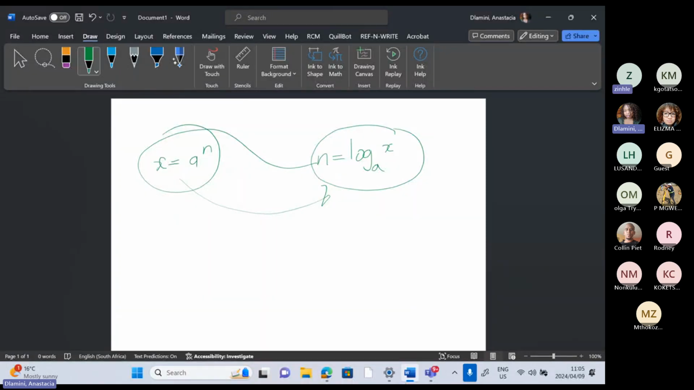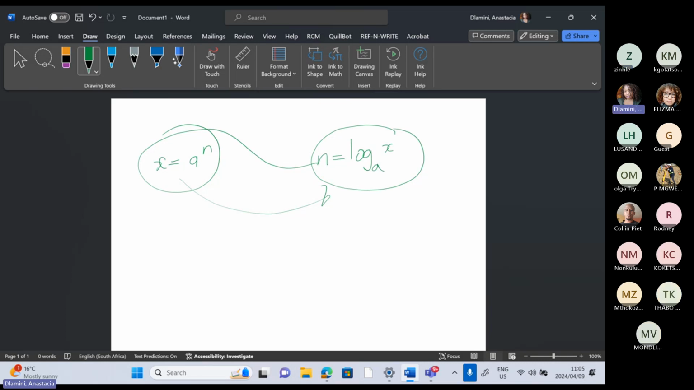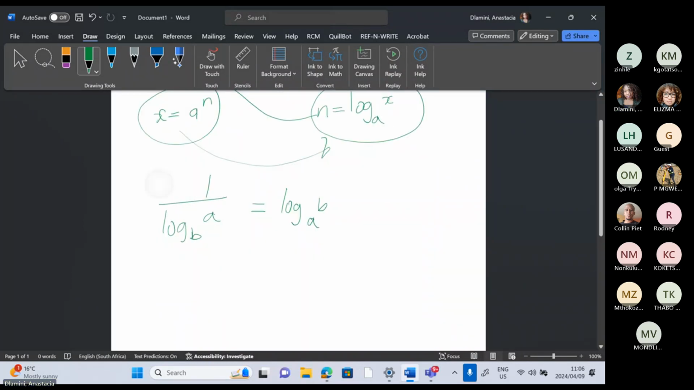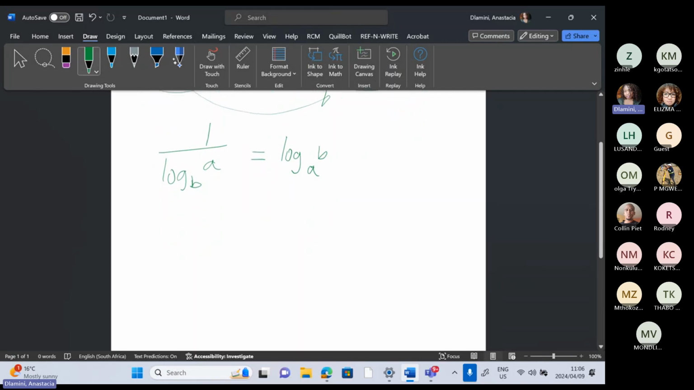Now, they say change of base. To change the base from a to base b, we use the relationship. So log of a base b is equal to 1 over log of b base a. Are we together so far?